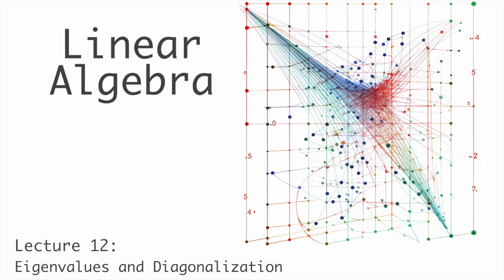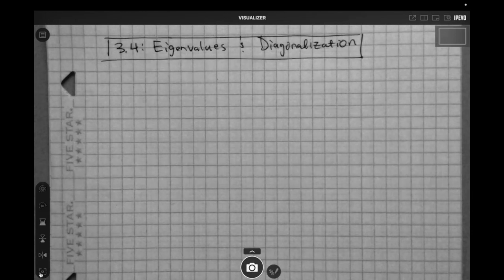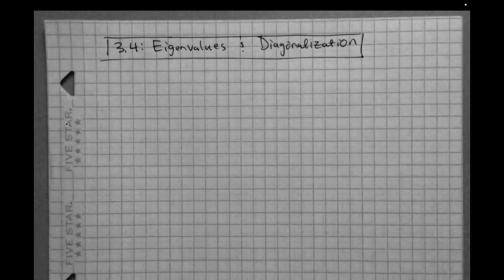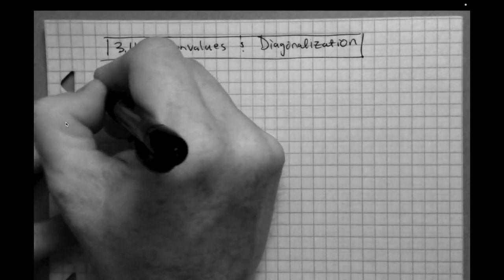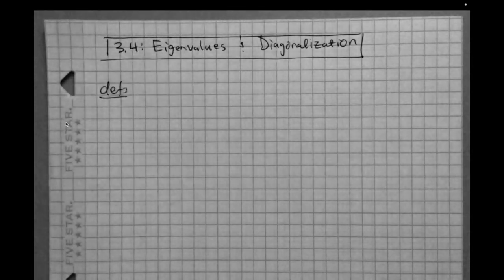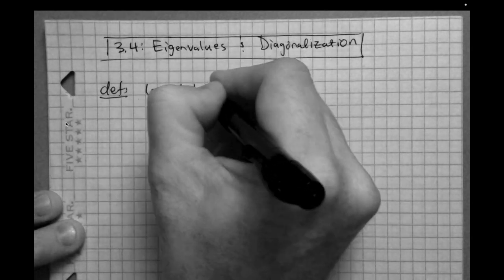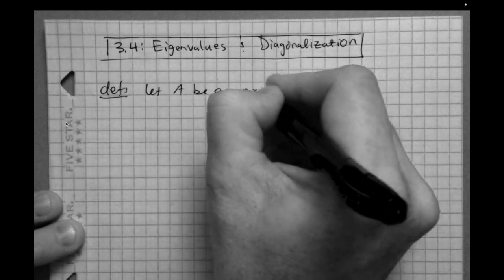All right, well, let's go ahead and jump into it. We'll call this section 3.4, Eigenvalues and Diagonalization. Okay, I think it makes sense to start by defining what we mean by an eigenvalue. This is a notoriously challenging section for students, so we're going to take it slow and make sure that things are well understood. We're going to let A be an n by n matrix.